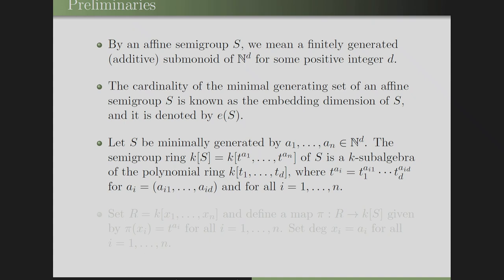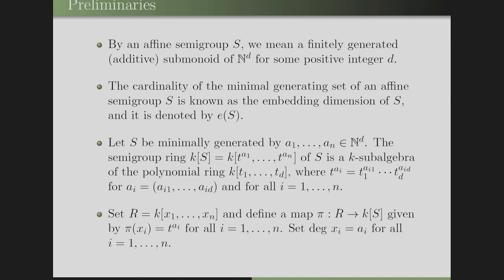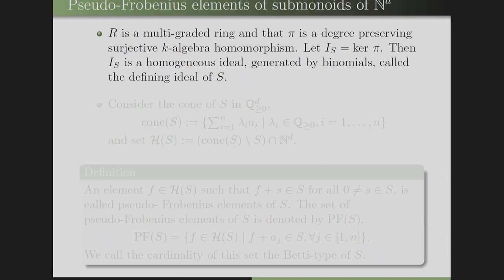Set R equal to the polynomial ring and define a map pi from R to K[S] given by pi(x_i) equals t^{a_i}, and set degree of x_i to be a_i. Then this is a multigraded ring and pi is a degree preserving surjective K-algebra homomorphism. Let the kernel of pi be I_S. Then I_S is a homogeneous ideal generated by binomials, and it is called the defining ideal of S.